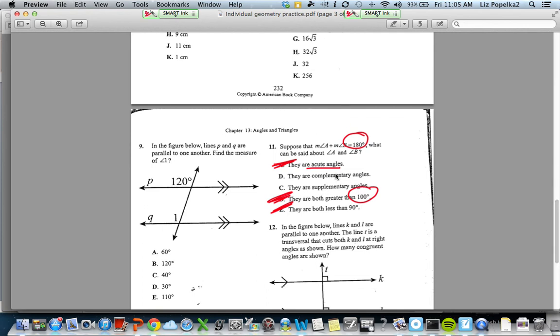So they're either complementary or supplementary. We just talked a moment ago that complementary angles are angles that add up to 90 degrees. These add up to 180. So that can't be it either. This is actually the textbook definition of what supplementary means. Supplementary angles add up to 180 degrees. So that means that your answer must be C. They're supplementary angles.